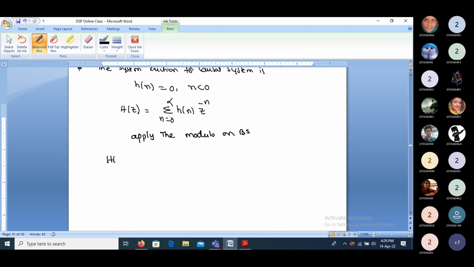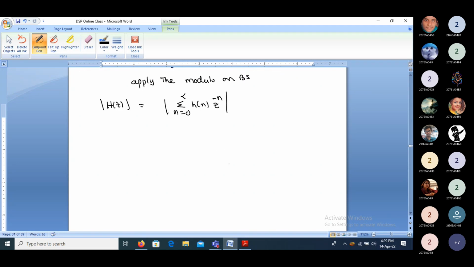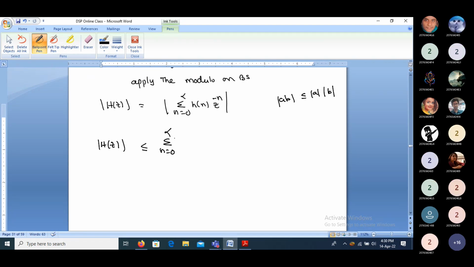That is, modulus of H(z) is always equal to modulus of summation n equals 0 to infinity of h(n) z power minus n. According to the mathematical inequality, I think all of you know this one: mod AB is always less than or equal to mod A into mod B. So according to that concept, mod H(z) is less than or equal to summation n equals 0 to infinity of mod h(n) into mod z power minus n. This is the modulus operation, modulus of A into modulus of B.